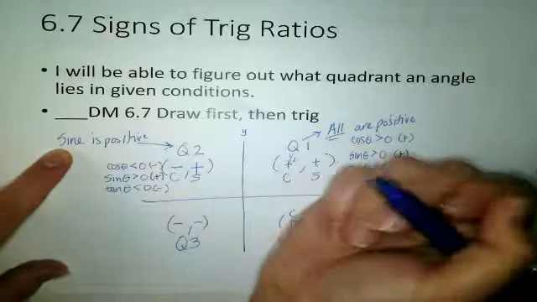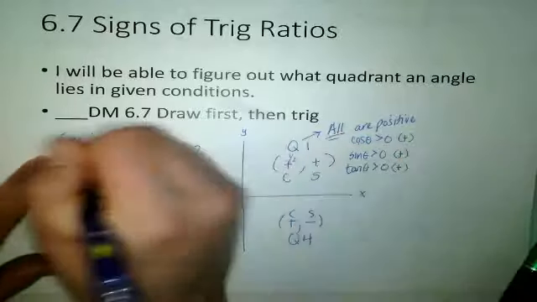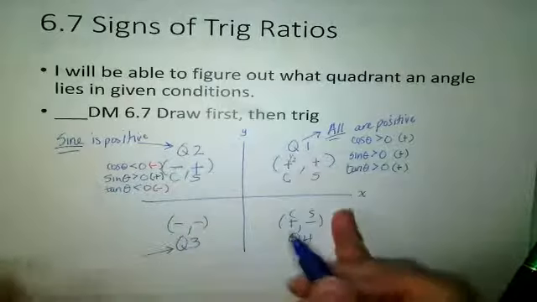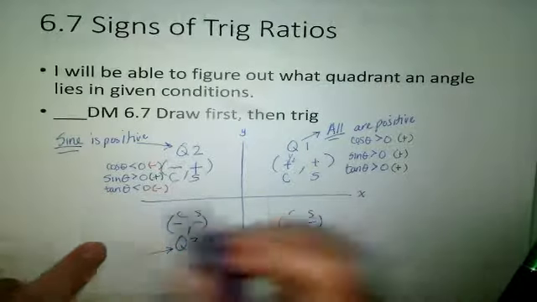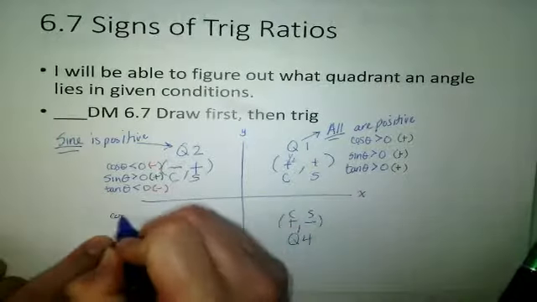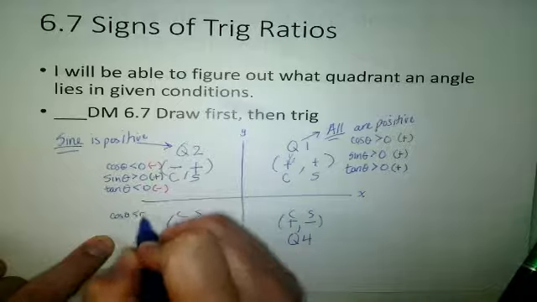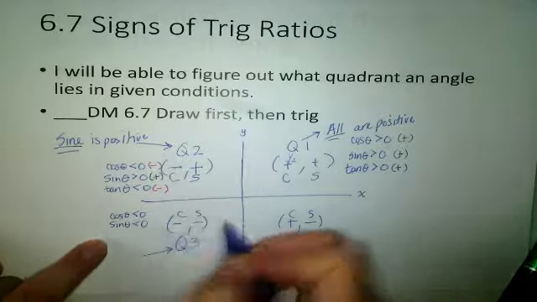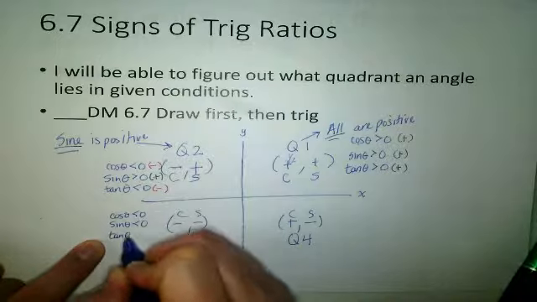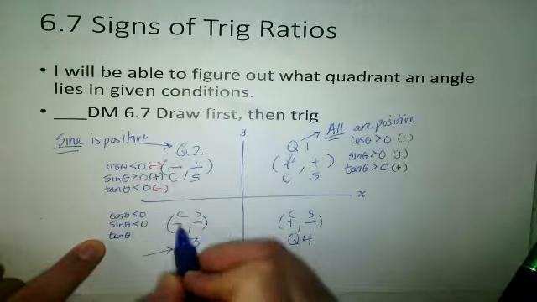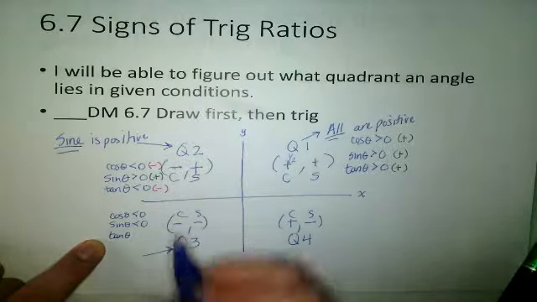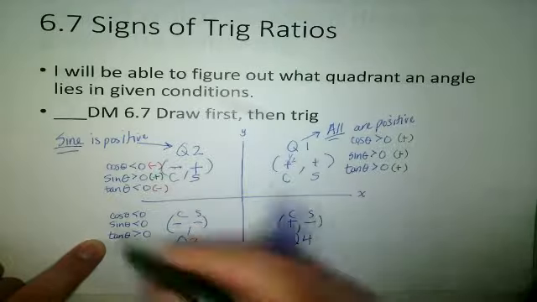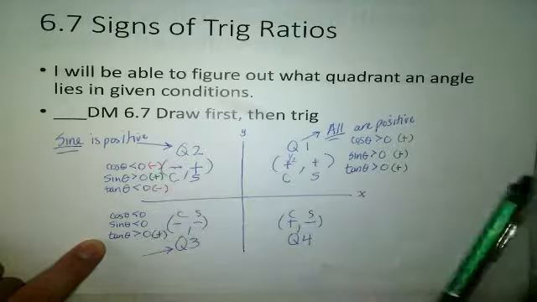Sine is positive, also cosecant. So in quadrant 3, cosine of some angle is less than 0, and sine of some angle is less than 0. What would tangent be? And consequently, cotangent. Y over x, negative divided by negative, would give us a positive result. So tangent ends up being the positive one.